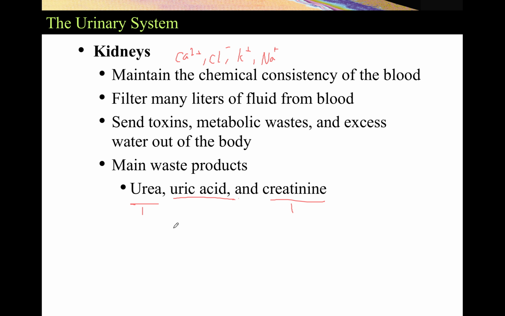Urea and creatinine are associated with muscle, or most specifically protein breakdown. And uric acid is a waste product as a result of metabolism of nucleic acids. So these are the main three waste products that are continually being processed throughout your body and removed and excreted using your urinary system.